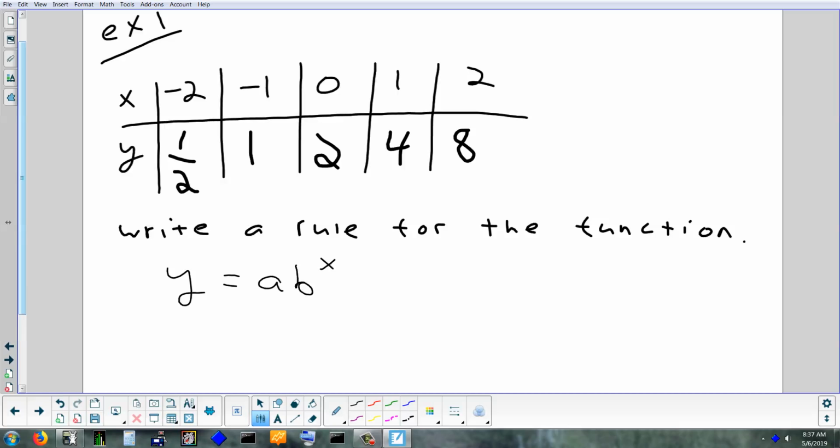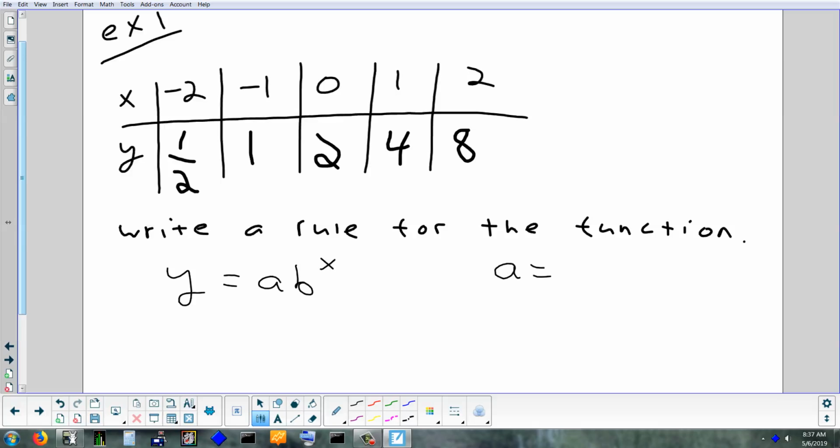Okay, let's start with the easy one. Let's start with a. How do I figure out a? There's no arithmetic, there's no pattern. You just have to know where to look in the table. Would it be x? Well, it's a number. It's got to be a number. Would it be like -2?